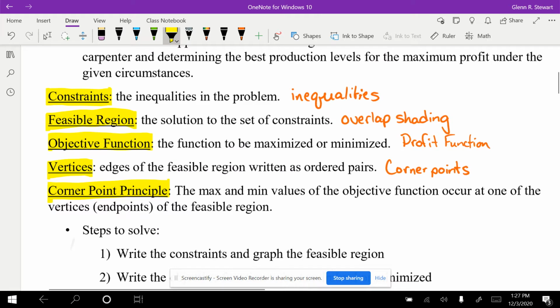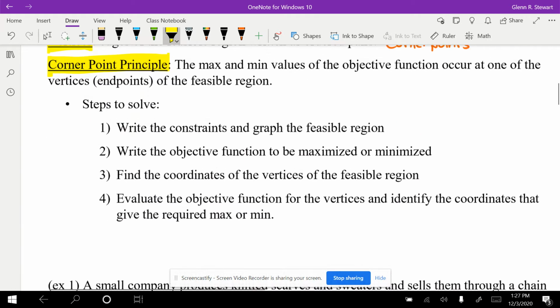There's 4 different steps to these, okay? In most of these problems, I lay it out like step 1, do this, then step 2, do this, and so forth. The first step, write the constraints and graph the feasible region. Step 2, write the objective function to be maximized or minimized. Step 3, find the coordinates of the vertices. And then step 4, evaluate it by taking those vertices and plugging them into your objective function.